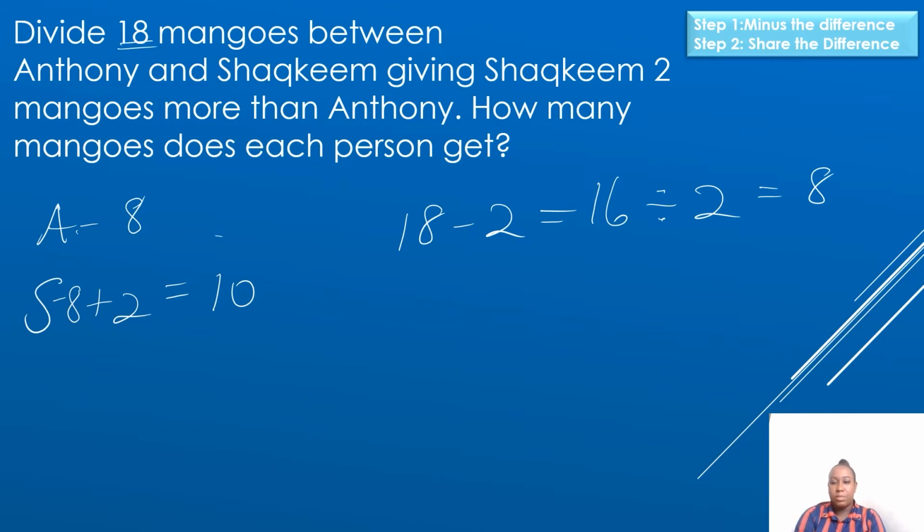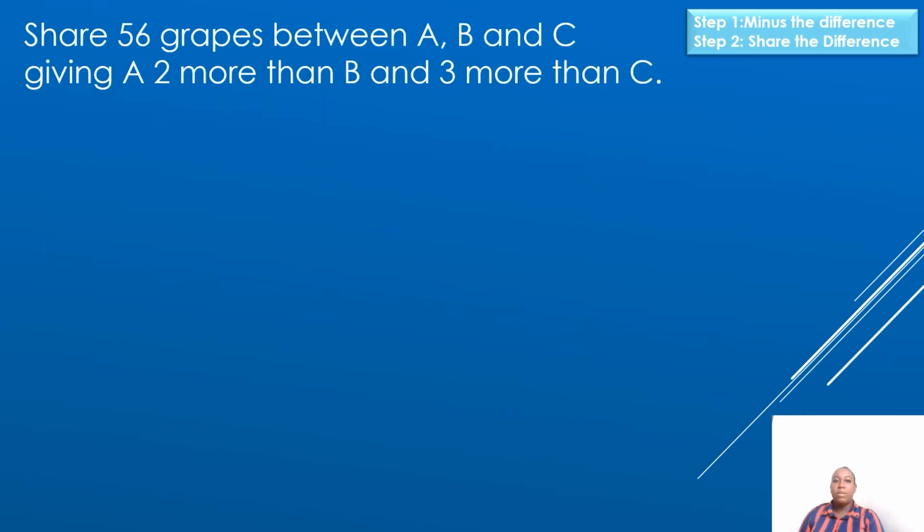Let's do another question. Share 56 grapes between A, B, and C, giving A 2 more than B and 3 more than C. Read your question again. Okay, this one I'm sharing between 3 parts. It may be a bit tricky, so take it in. Okay, share 56 grapes between A, B, and C.